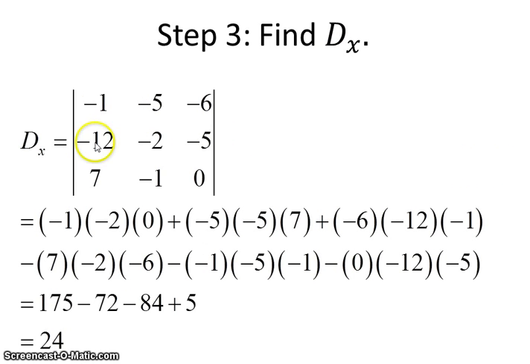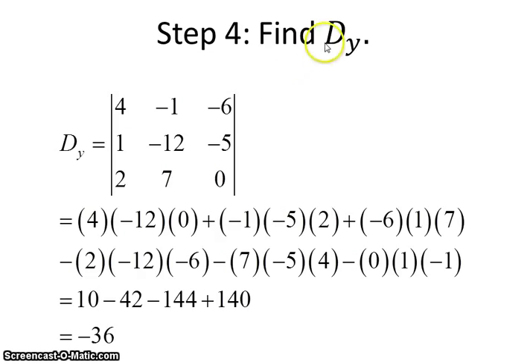For dx, we replace the x column with our three numbers in our constant column from the original, which are negative 1, negative 12, 7. We go ahead and find the determinant of that, which is, again, we've got two terms that have zeros in them. Once we multiply all this out and add them together, we get dx is equal to 24.